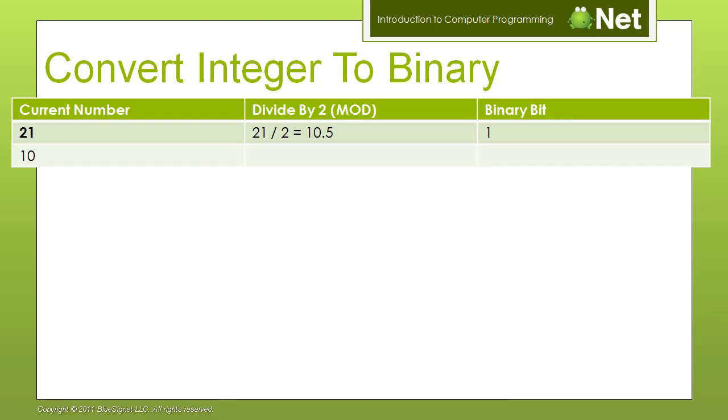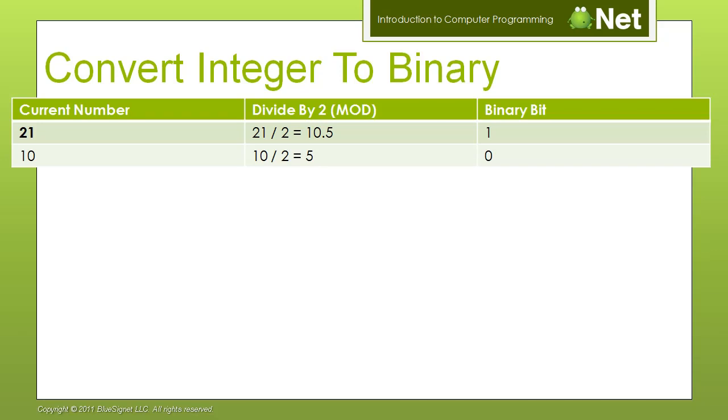Now the next number is 10. Where do we get 10? Well, 10 is the whole number of 10.5. So whatever the division is in the previous step, we drop the remainder and take the whole number. So now we perform this exact same operation with the number 10. 10 divided by 2 divides evenly, so there is no remainder. Just 5. So now we have no binary bit.